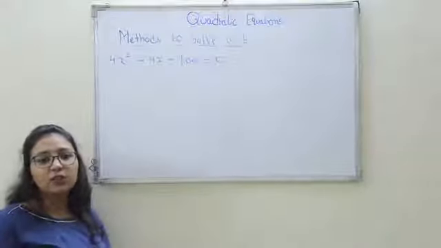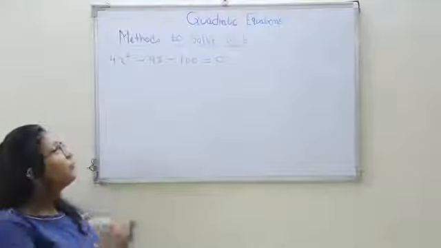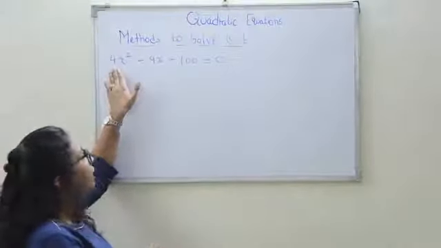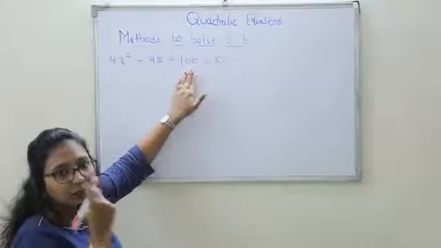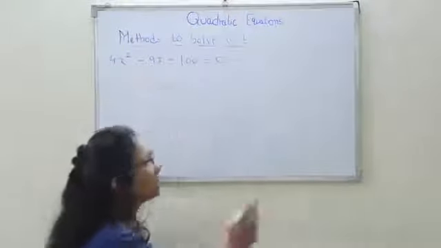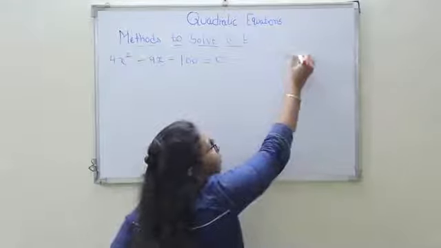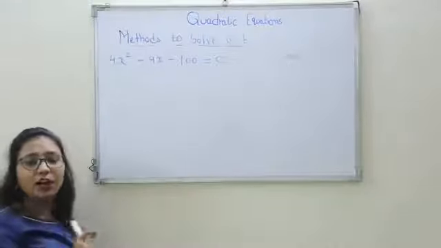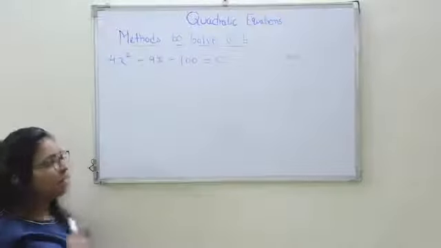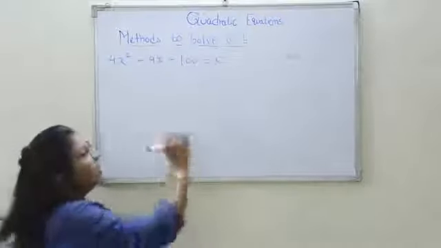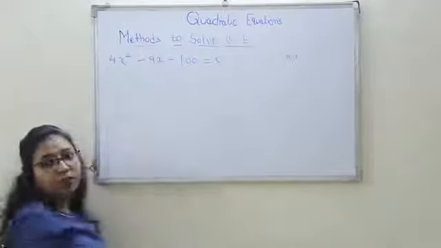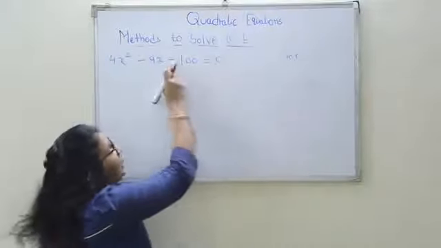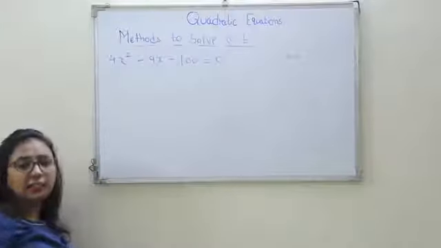The next thing, you have to multiply the number of the first term and the number of the last term. So the number of the first term is 4 and the number of the third term is 100, and 4 into 100 is 400. I repeat, you have to multiply the number of the first term and the number of the last term, that is the third term. After that, you have to keep your eye on the sign of the third term. So your sign is minus. So you have to find such a factor of 400 that after subtracting it is 9.